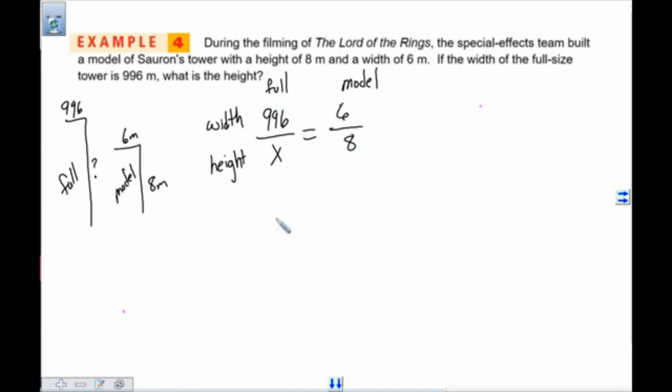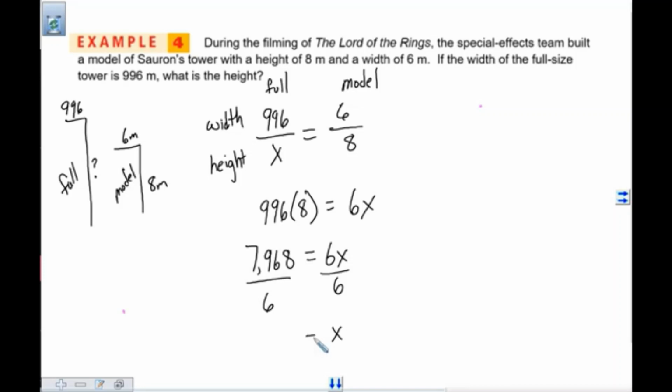And then we can cross multiply. 996 times 8 equals 6x. And 996 times 8 is 7,968 equals 6x. Then we're going to divide by 6 on both sides. And once we divide by 6, that means that x is 1,328 meters.